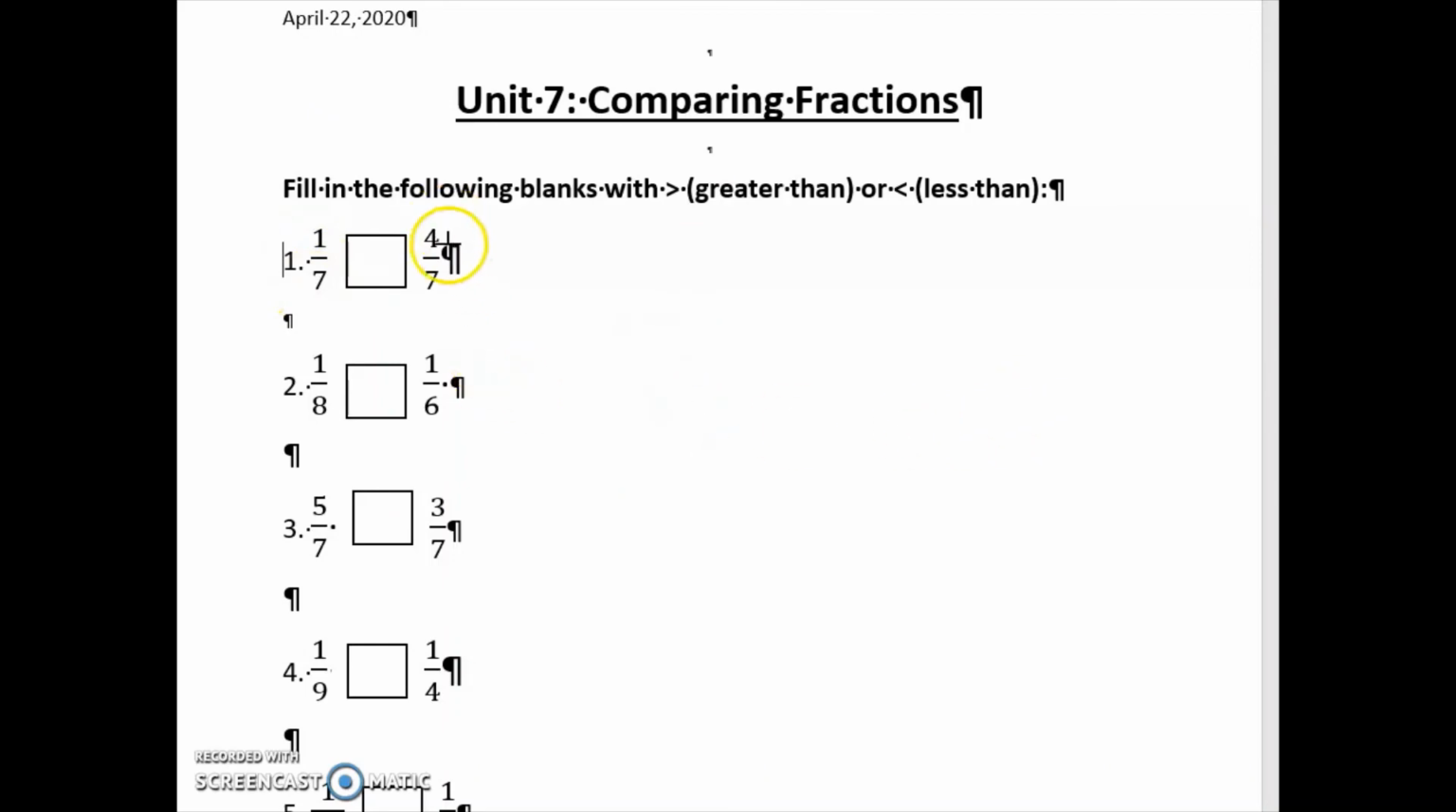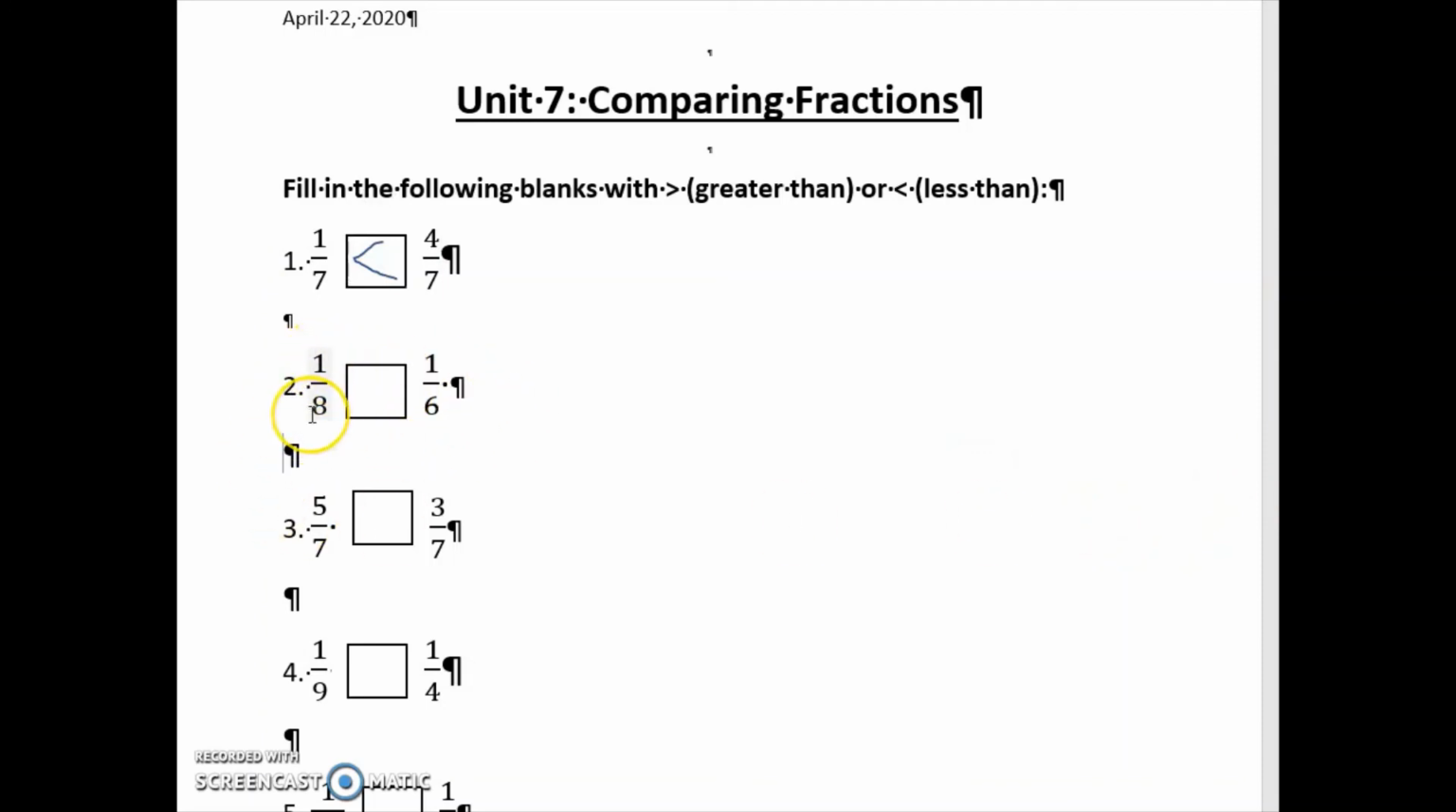1 out of 7 compared to 4 out of 7. What do you think? 1 piece out of 7 and 4 pieces out of 7. Look, the denominators are the same. So we're just looking at the numerators. 4 is greater than 1. You see that?